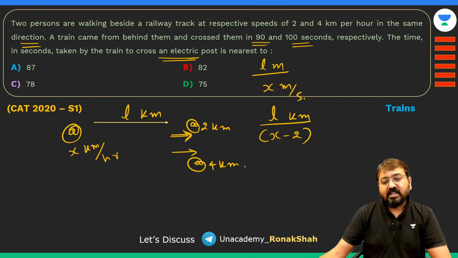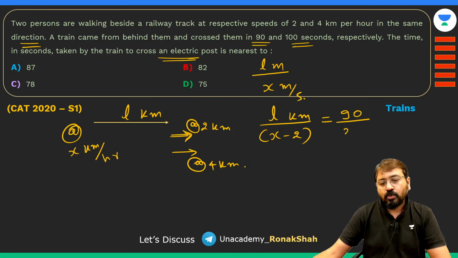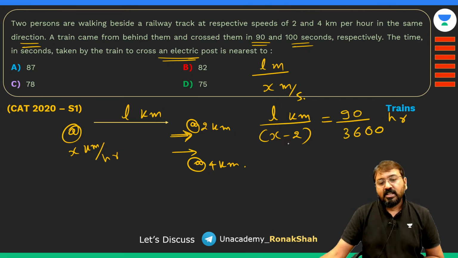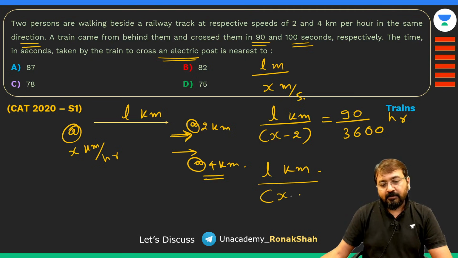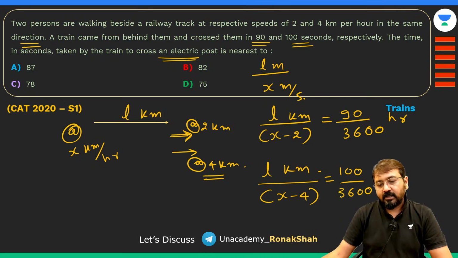Now everything is in kilometer per hour. And how much time did it take? 90 seconds, so I'll convert it to hours: 90 by 3600 hour. Similarly, in the second scenario, it crosses this person. So it travels a distance of L kilometer, and the relative speed will be x minus 4 kilometer per hour, and it takes 100 seconds, so 100 by 3600. Let's do it this way.